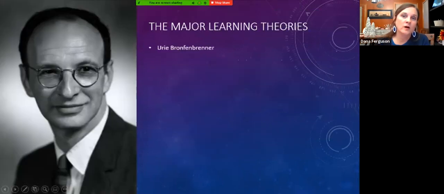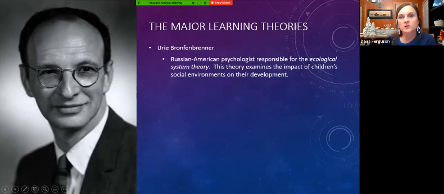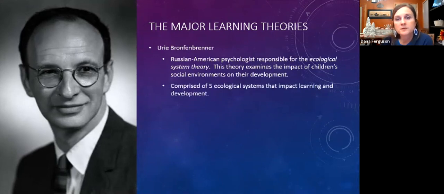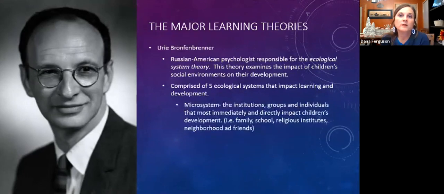So then there's Yuri Bronfenbrenner. He was a Russian-American psychologist, and he was responsible for the ecological system theory. This theory examines the impact of children's social environments on their development. It was comprised of 5 ecological systems that impact learning and development. The first one he came up with was the microsystem. This is the institutions, groups and individuals that most immediately and directly impact children's development: their family, their school, their religious institutes, their neighborhood, and friends.